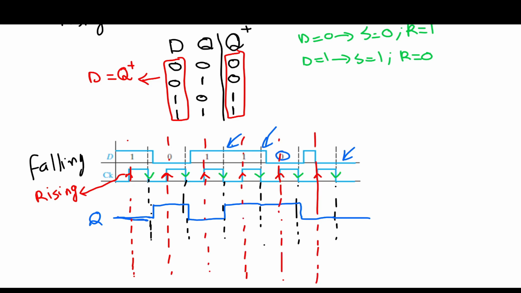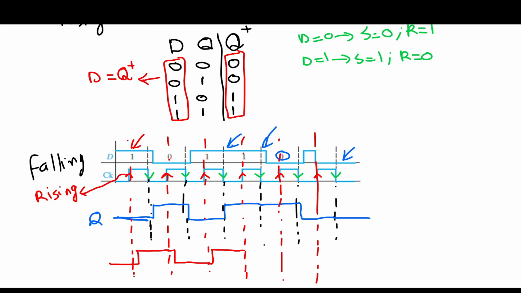Let's assume Q also starts at 0. So we start at 0. At this rising edge trigger, obviously D is 1. So that means we go from 0 to 1 until the next rising edge trigger. At this rising edge trigger, D is 0. So that means the state will go to 0 and remain 0 until the next edge trigger, where D is 1. So that means it will go to 1 until the next rising edge trigger.